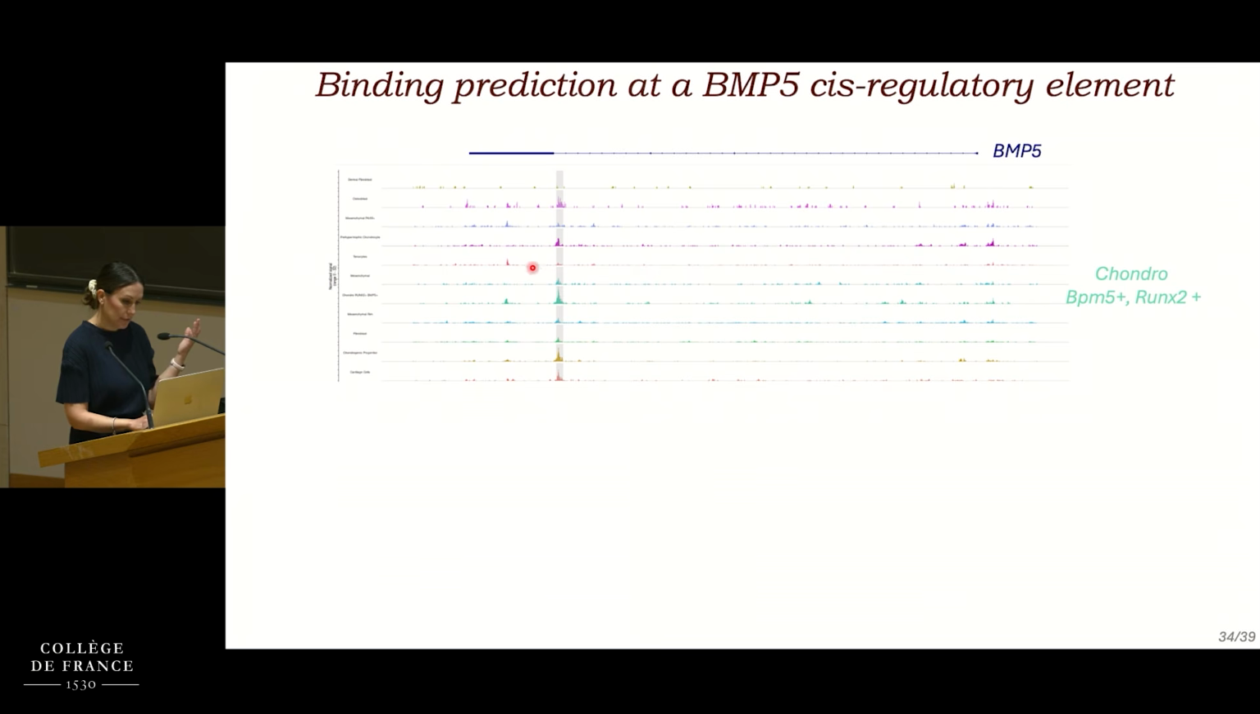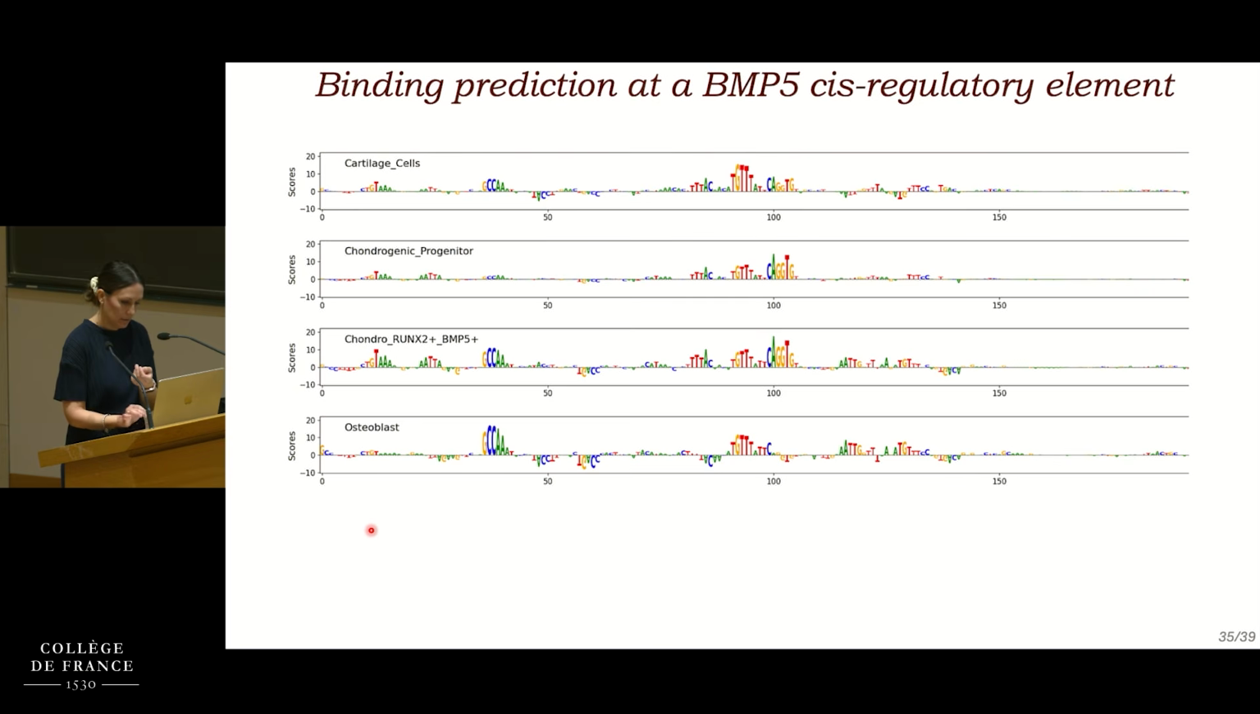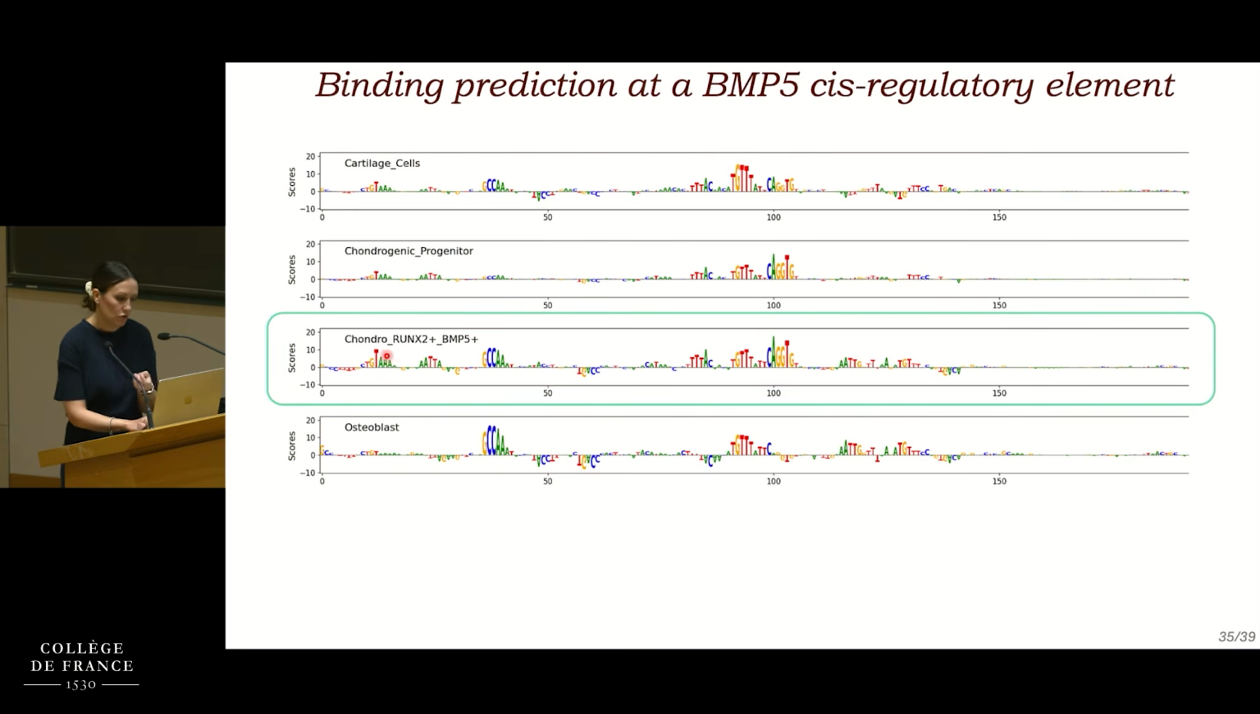And that was also located at the last intron of the BMP5 gene. So what we did was to take this sequence and then throw it into the model, and then the model has learned that the important nucleotides for giving this accessibility are located in this region of the sequence, and only is predicting activity in the skeletal-related cells. And if we zoom in this region, actually we see that this chondro RUNX2 BMP5 has a specific combination of transcription factor motifs or nucleotides that is not present in the other population.